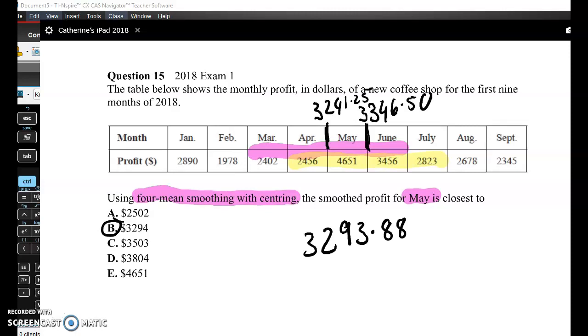So remember, with a 4 mean smoothing process, or if you've got any even number mean that you're dealing with, it's that 2-step process. So here with 4 mean, I had the first lot centering between April and May, the second one centering between May and June, and then I used those two figures, mean them together or average them to get our figure for May, and then we just found which one was closest to it.